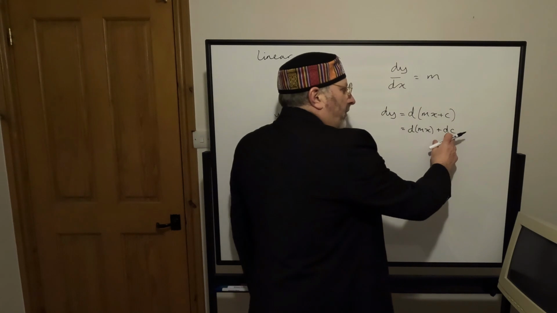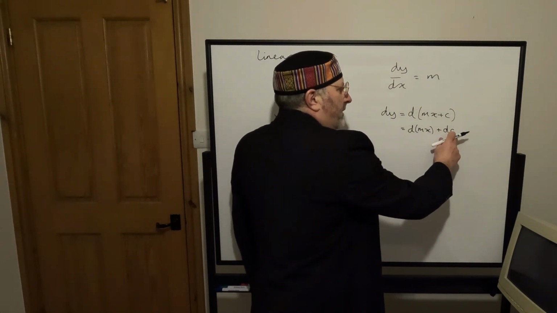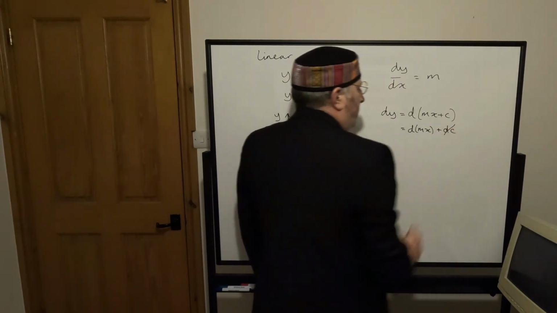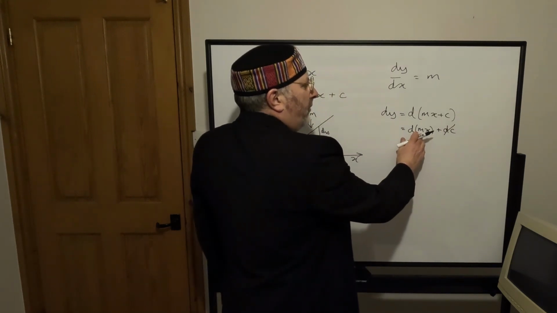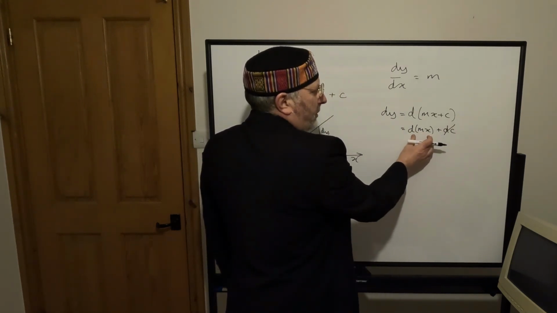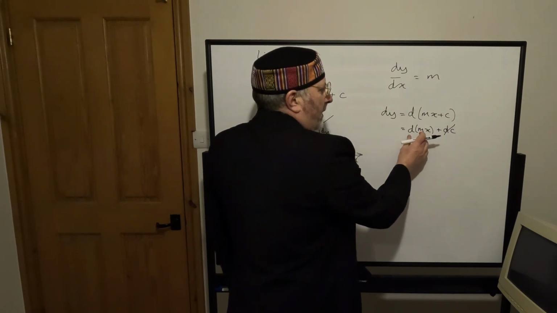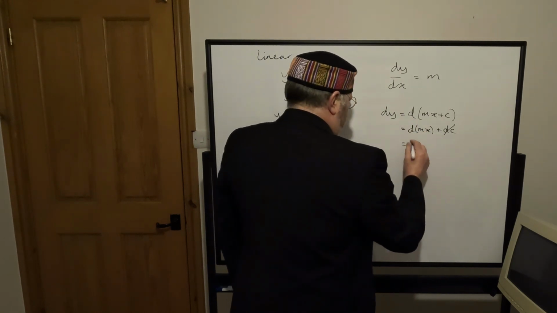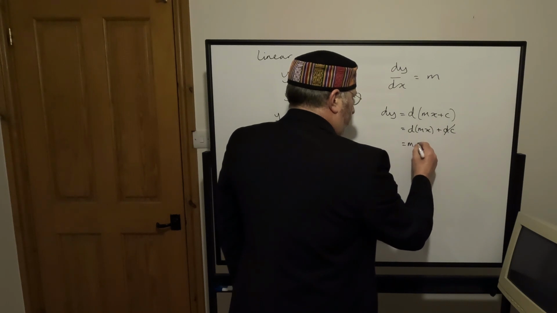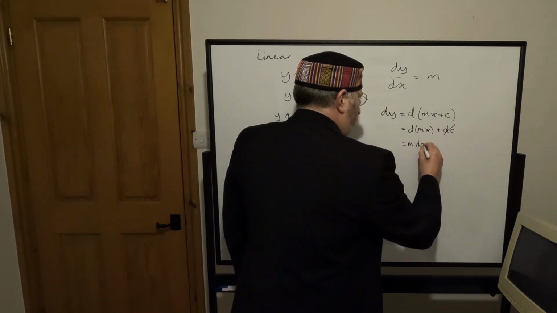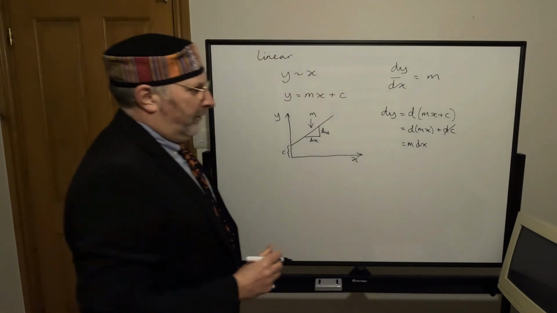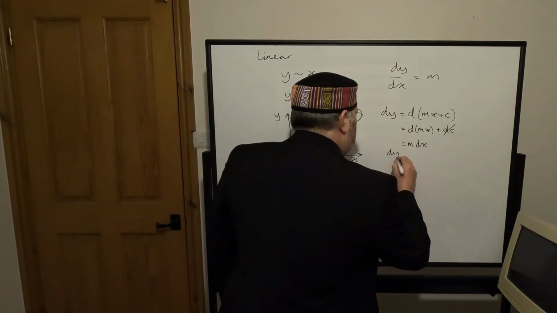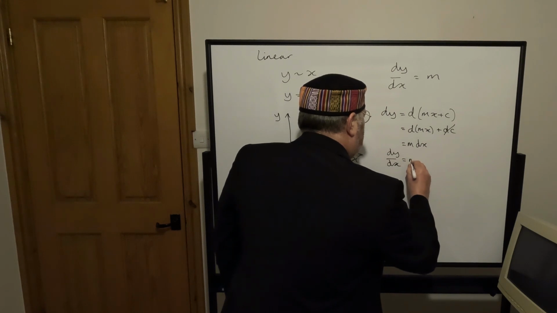Well, c is a constant, so the change in c is 0. It's constant, so it doesn't change, so there's 0 change in c. And then here, m is also constant, so m doesn't contribute anything to the change here. The only change is due to change in x. X is the variable. So the difference in mx is just m times the difference in x, the change in x, dx. So again, we've got dy by dx equals m.